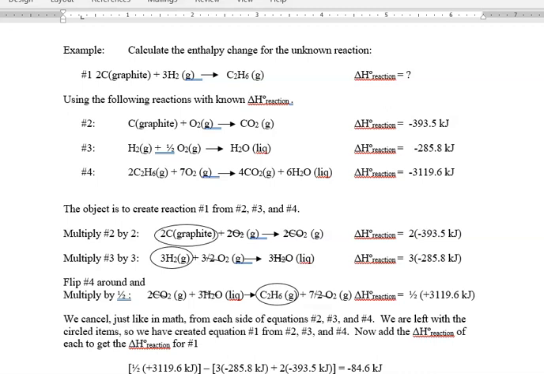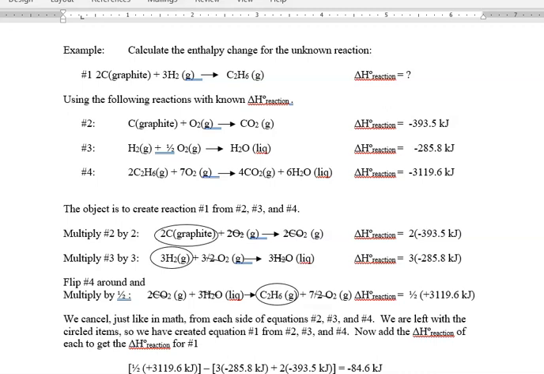Now what about the rest of them? How about C graphite? Well, you have 2C graphite in equation number 1. That's the equation we're shooting for to look like. And you only have 1 mole of C graphite in equation number 2. So what you want to do is multiply equation number 2 through by 2. So you have 2C graphite, 2O2, and 2CO2. And that means you're going to multiply negative 393.5 by 2. So look down below where it says multiply number 2 by 2.